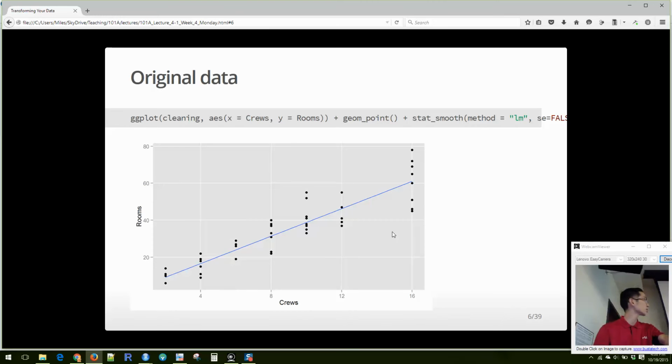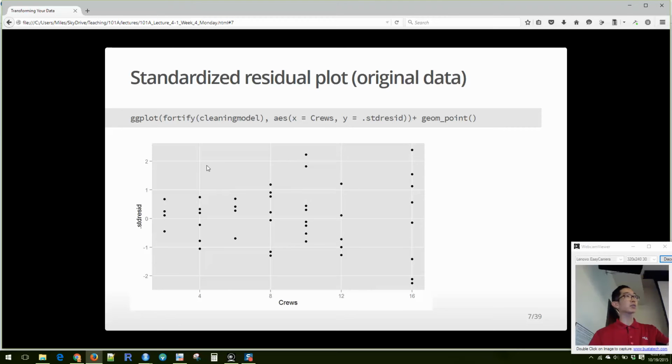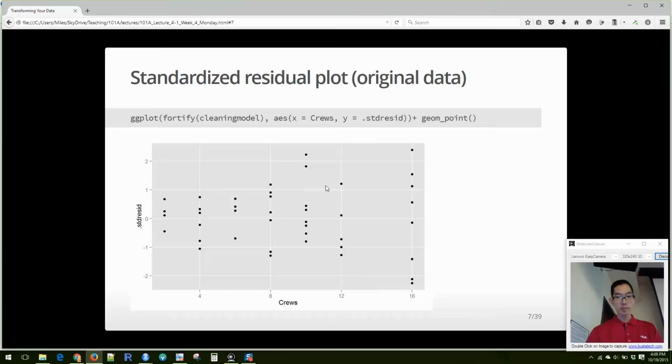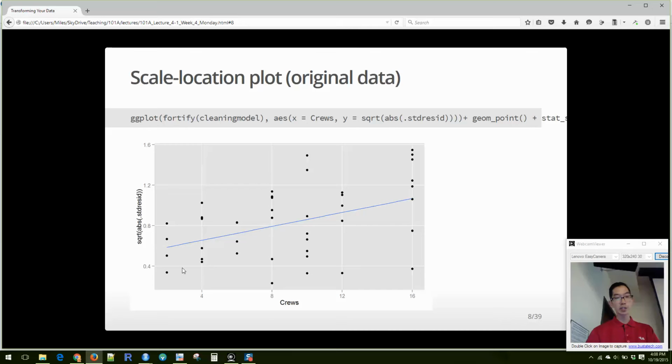So this is the original data. We fit the linear model and plot it using ggplot. This is the command. And we see that it looks like it's trumpeting out. We take a look at the standardized residual plot, and we also see the trumpet phenomenon, which we don't want here. That's a sign of non-constant variance. And then in the scale location plot, there's an angle here, so this is a bad sign.